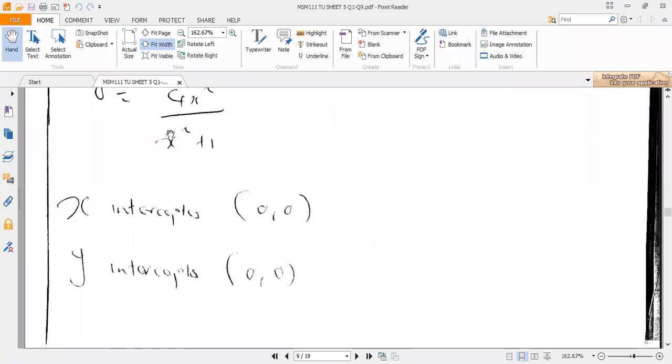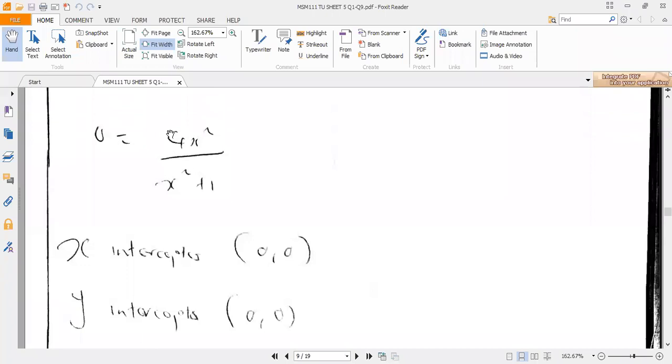So we still can't follow you. What I'm seeing, sir, is how do you find the y-intercept there? For the y-intercept, you know x should be 0. Are we okay there?